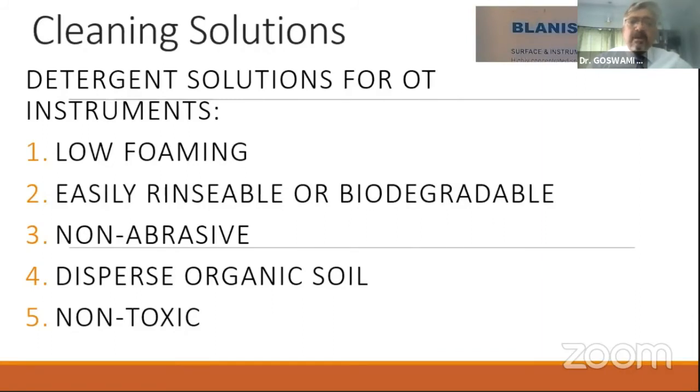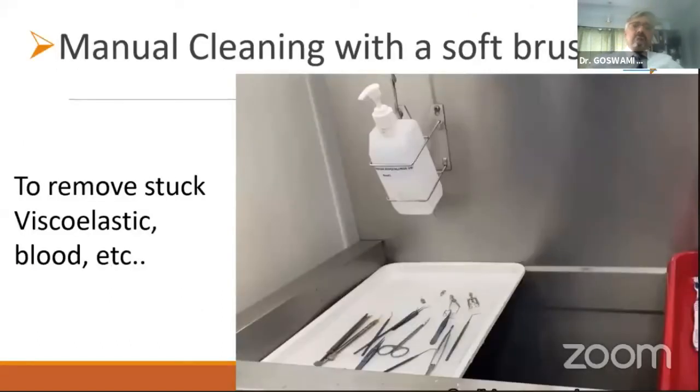They should not cause any abrasion to the instruments. They should be able to disperse the organic soiling properly, and they should not be toxic to the environment. So considering this, you cannot use any solution that is available in the market. I have no financial interest in this, but there are certain solutions which are used specifically for this purpose.